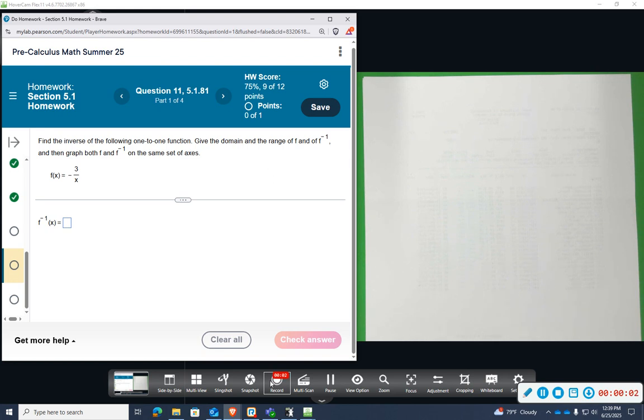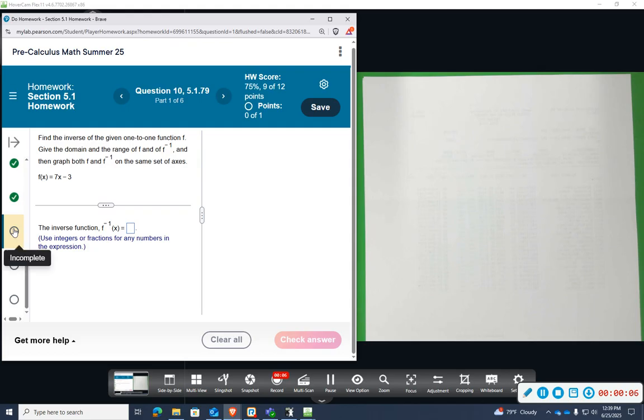Right, I guess I skipped one. Number 10, we want to find the inverse of the given one-to-one function, and then we're going to give the domain and the range of f and f inverse, and then we're going to graph both f and f inverse on the same axis.